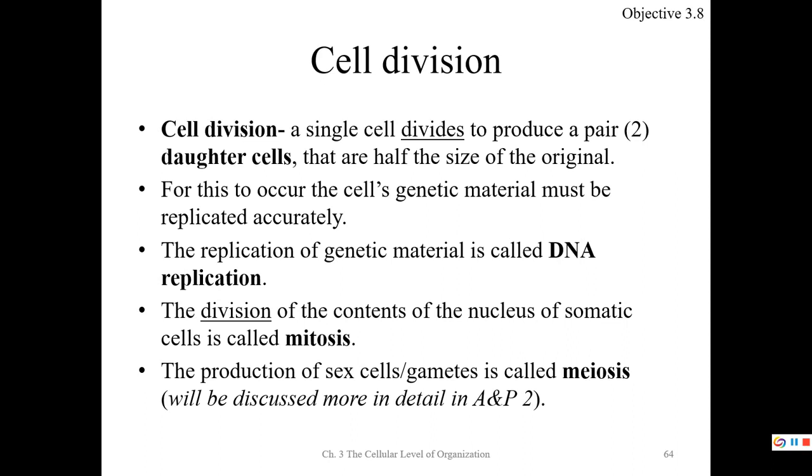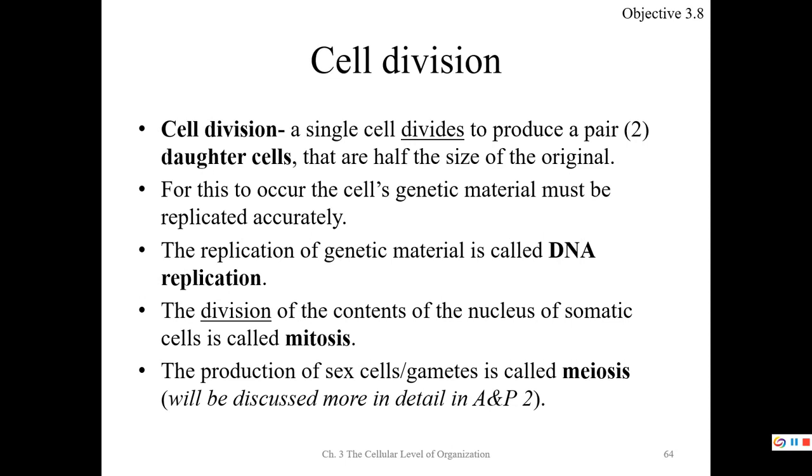Cell division takes a single cell and divides it into two daughter cells. Those daughter cells will be half the size of the original cell. To do this, we must first take our DNA and replicate it. It's called DNA replication. Then we go through a process of division called mitosis. If it happens in somatic cells, it's called mitosis. If it happens in gametes, we call it meiosis.